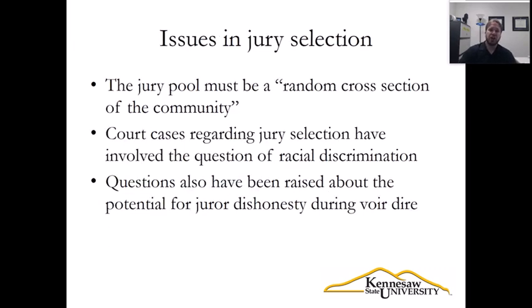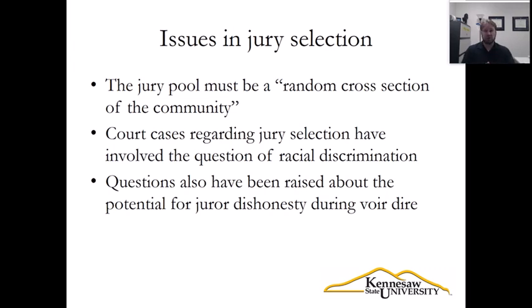So the jury pool has to be a random cross-section of the community. So the jury pool from which you select the jurors has to be representative of the community. And this is not to say that the people who actually get on the jury are representative. Because of this voir dire process that occurs, you may or may not end up with an actual representation of the community, but that's not guaranteed to you in your Sixth Amendment.